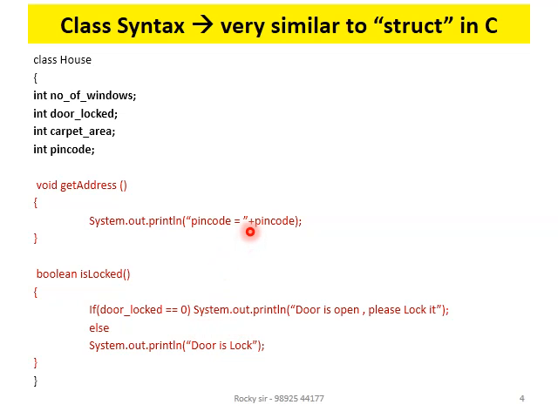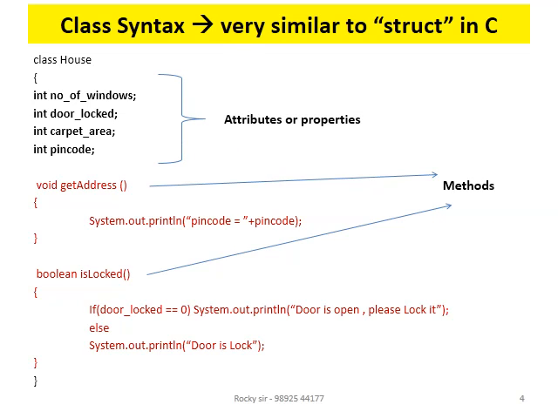The plus operator which I have used in this statement means concat. I am concatenating pin code equal to the value of the pin code which is stored in this variable. So just recall, this first part is the attributes or properties, and along with the attributes or properties are the two methods which are working on these attributes.